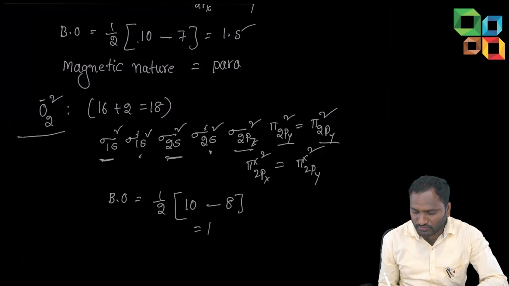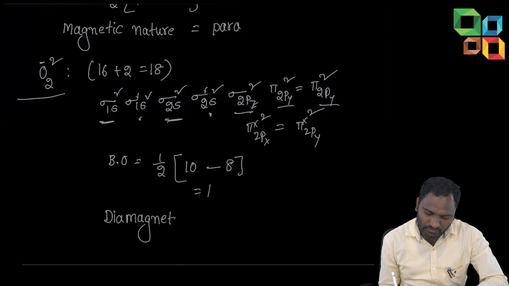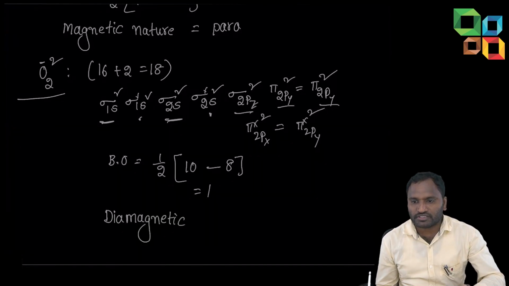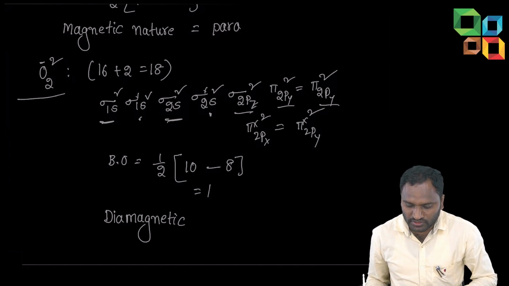So here, bond order how much? 1. No unpaired orbitals, so it is diamagnetic. You can do it for N2 plus and N2 minus 1 only, not more than that. You can do it for that also.